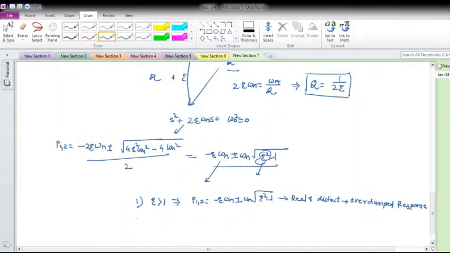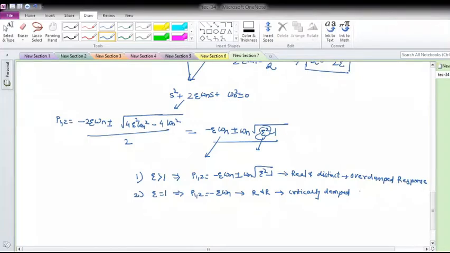Now the second situation: what if zeta is equal to 1? If zeta equals 1, what are the roots? The roots will become simply real and repeated, minus zeta omega n. In this situation the response is called critically damped response. Here the poles will lie on the real axis.